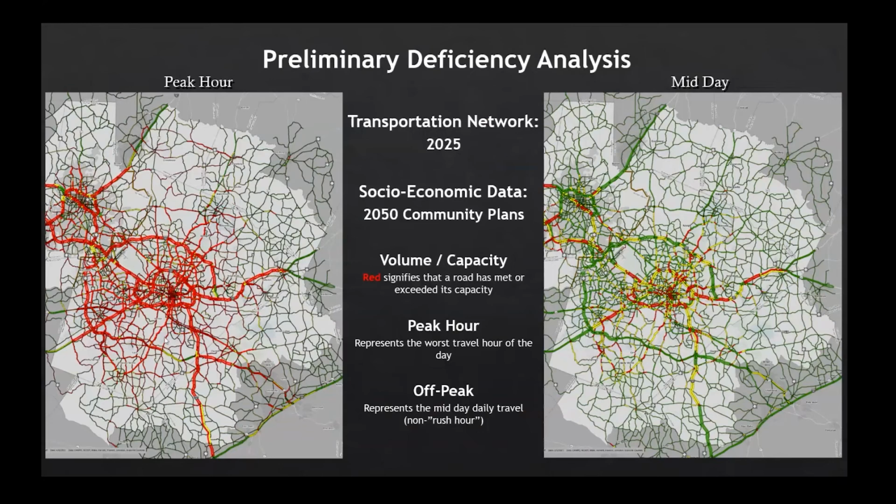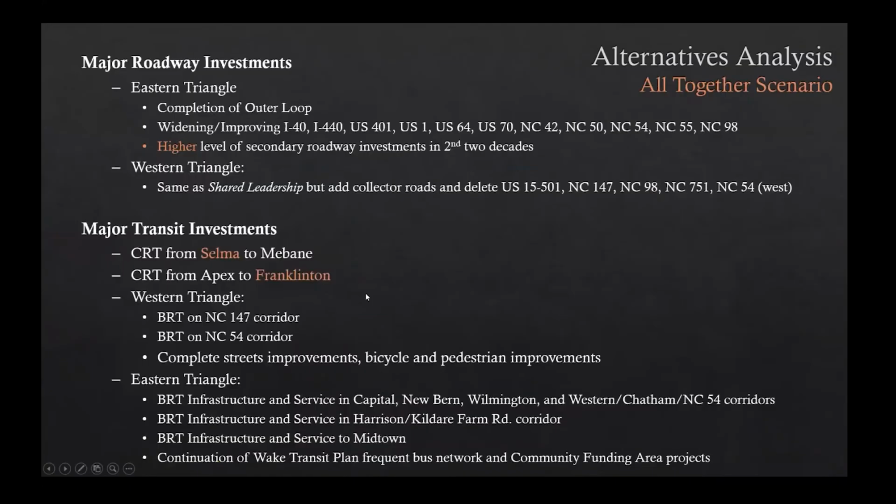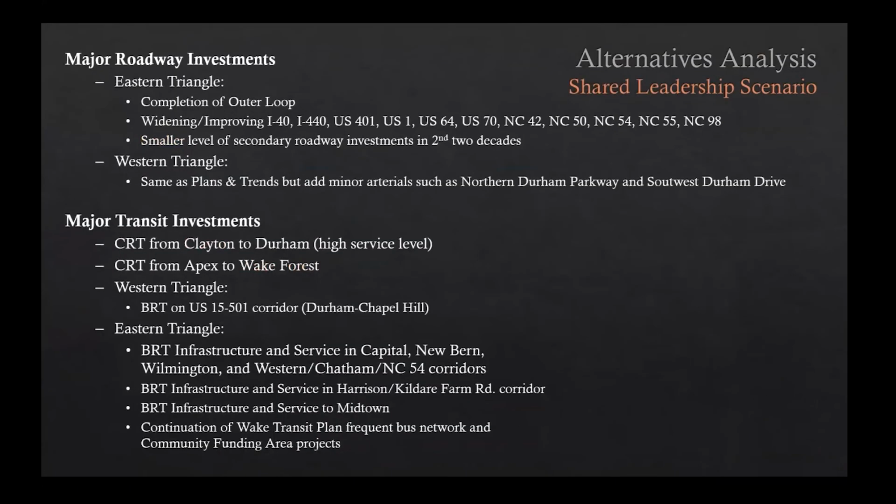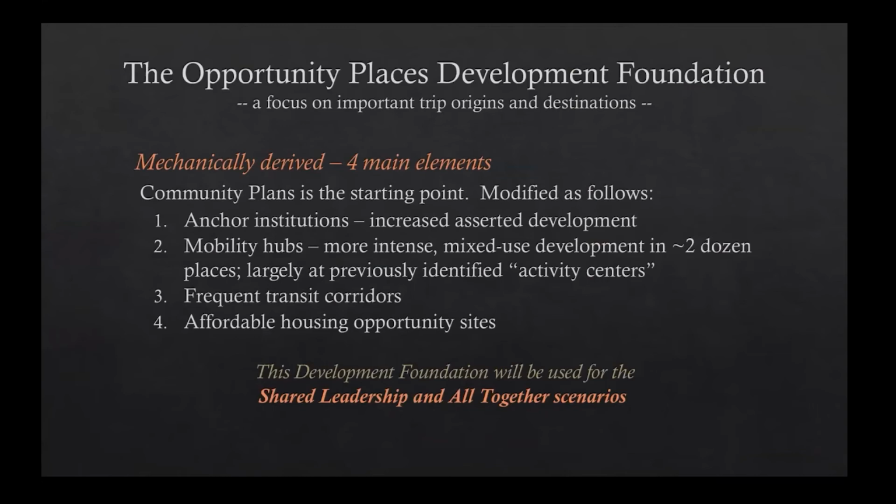Andy, will you elaborate a little bit on the opportunity places? I need to find that slide. The key mobility hubs and the anchor institutions. You gave the example of the anchor institutions as the universities. Will you go into the hubs?